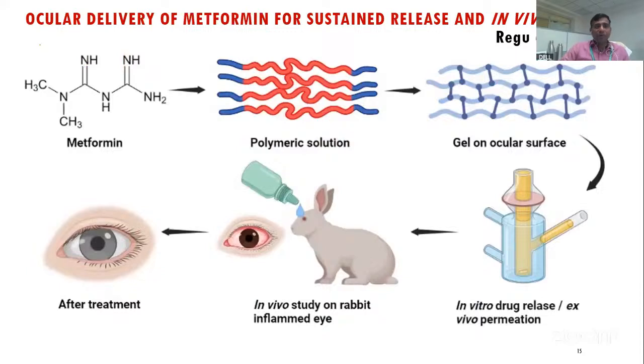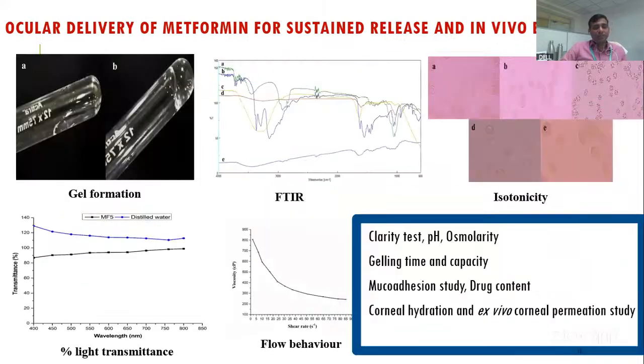I would like to show here that our team has taken metformin as a model drug to develop an in situ gel, and significantly found its efficacy against ocular inflammation. So here you can see we have developed the gel formulations by using FDA-approved polymers like sodium hyaluronate, gellan gum, and hypromellose. We have developed a stable, biocompatible in situ gel.